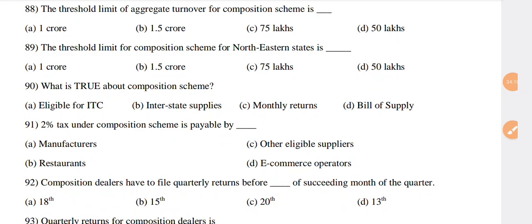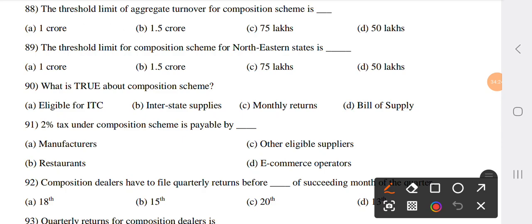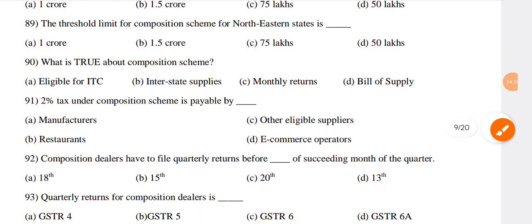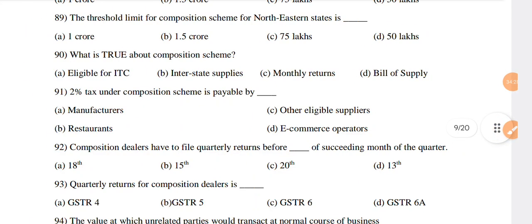The threshold limit for composition scheme for northeastern state is dash. Option A 1 crore, B 1.5 crore, C 75 lakhs, and D 50 lakhs. The correct option is C, 75 lakhs.